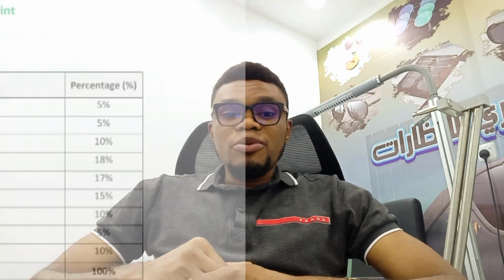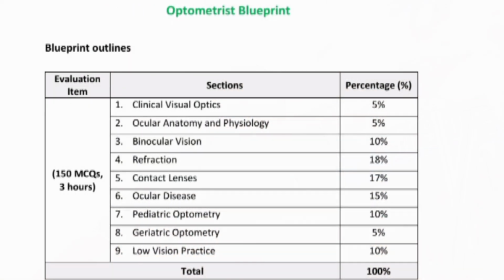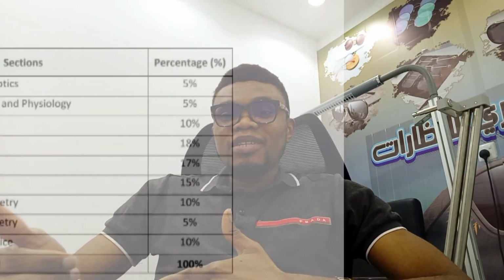So, when I looked at the blueprint, I looked at the content of what they are looking at: ocular anatomy and physiology, binocular vision, refraction, contact lens, ocular diseases, pediatric optometry, geriatric optometry, and low vision. So when I looked at all this, I knew my strengths and I knew my weaknesses.